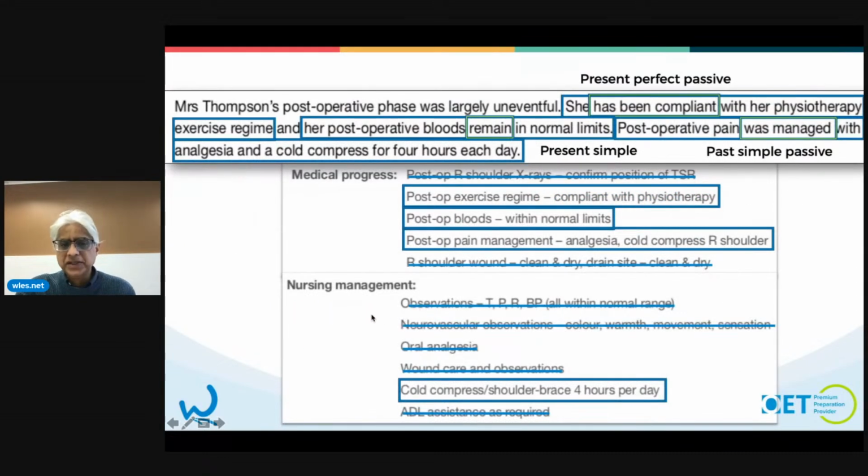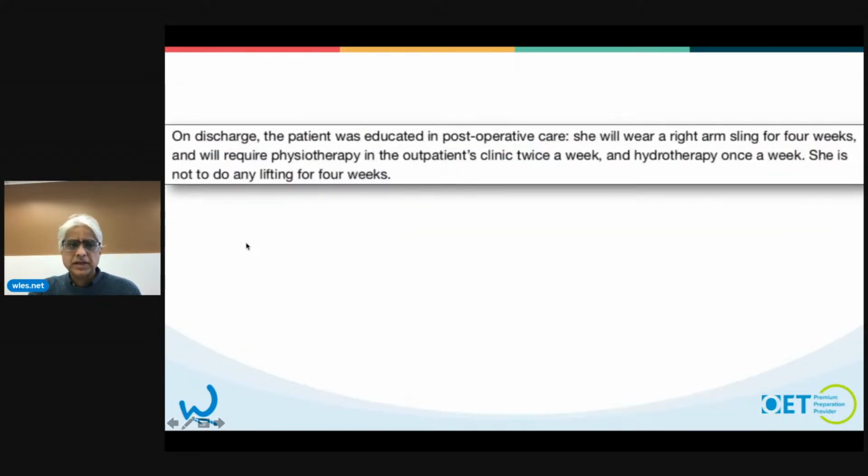Okay, guys, let's go back to the letter that we have. This was the past simple we had earlier. Okay, this is the next paragraph. On discharge, the patient was educated in post-operative care. She will wear a right arm sling for 4 weeks and will require physiotherapy in the outpatient's clinic twice a week and hydrotherapy once a week. She is not to do any lifting for 4 weeks.